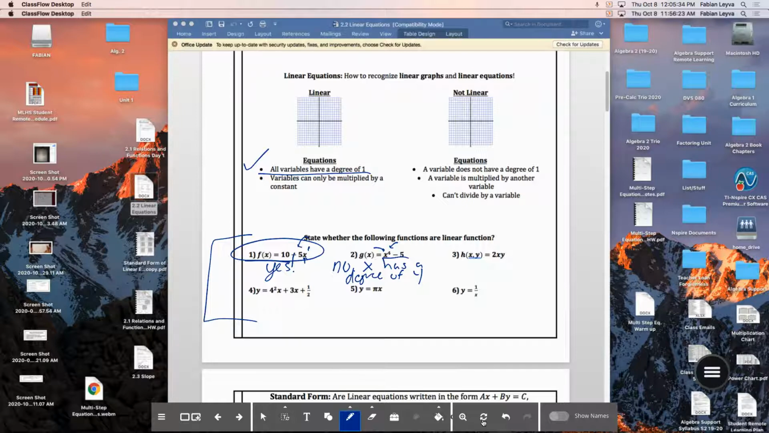All right, very next one, notice that for number 3, we have h of x and y is equal to 2 times xy. Remember, you're just really worried about your equation here. Now, do all the variables have a degree of 1? This x doesn't have an exponent, so it's a 1. This y also has a 1. Our variables can only be multiplied by constants. Now, notice that I have 2 times x times y. That means that a variable is getting multiplied by another variable. If you were to put this in your graphing calculator, it would not work. So I want you to say no, because variables are multiplying each other.